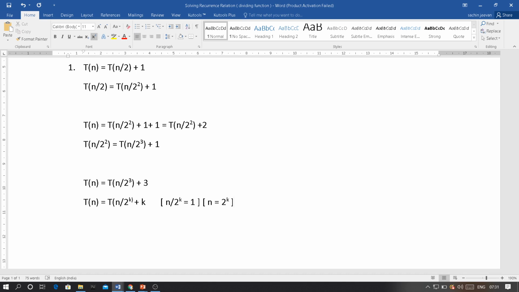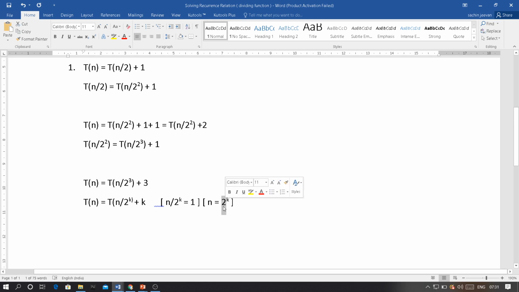So when n is equal to 2 power k, what is the value of k? If you know mathematics very well, or otherwise you can just search. When n is equal to 2 power something, then this power can be taken as log base 2. Suppose n is equal to 3 power k, then it will be log base 3. If n is equal to 10 power k, then k will be equal to log base 10.